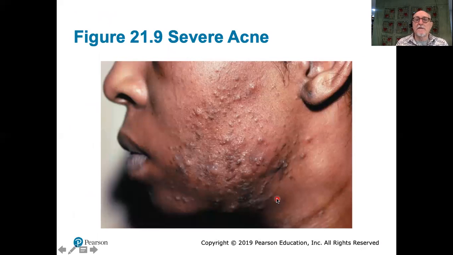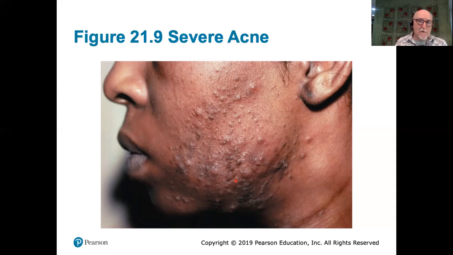So here is moderate to severe acne. It says severe acne here, but this is not actually comedonal. This is not actually truly cystic acne. There are some which look like they could be heading towards being cystic. The greatest danger with acne is that it can leave scars.